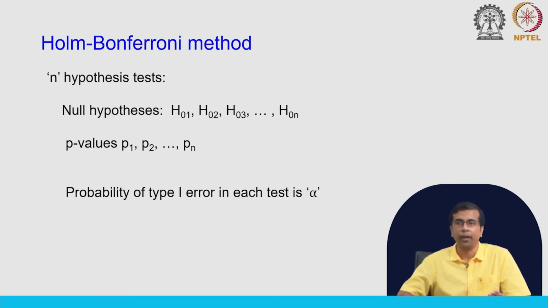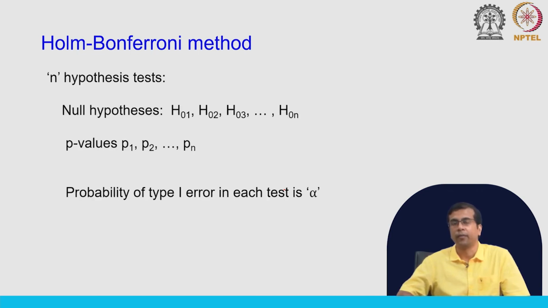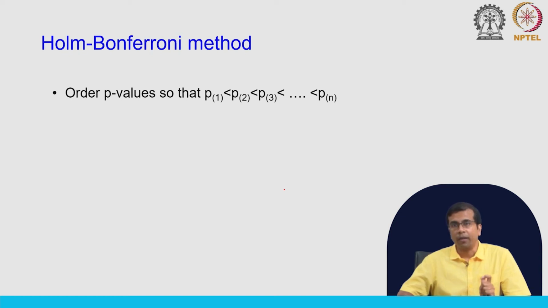So, what does it do actually? Again coming back to the same situation, where we have n hypothesis tests, okay. We have null hypotheses H naught 1, H naught 2, H naught 3, and so on, and corresponding p values. For H naught 1 you get a p value of p 1 after the statistical test, for H naught 2 you get a p value of p 2, and so on. And again the probability of type 1 error in each test is set at alpha, right. We want to keep this alpha for all these n tests. So, after comparing these n genes for differential expression, we still want to keep the probability of type 1 error at alpha, okay. We do not want type 1 error to increase, okay. So, in this method, the first step is to order the p values, okay.